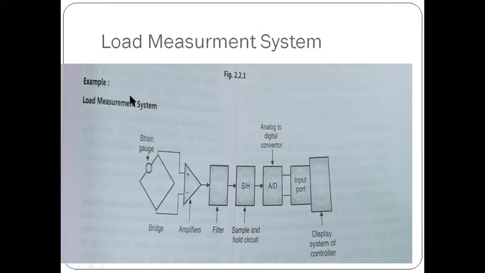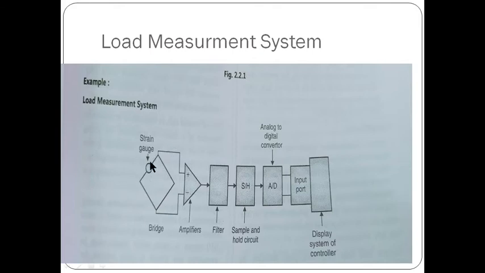The example of a load measurement system is taken. Here the strain gauge is used to measure the load or weight. So what is this load? It is actually measured and sensed with the help of this strain gauge. You know what a strain gauge is? Its resistance changes after applying the load. So the change in resistance of this strain gauge can be calculated, and we can calculate the load by using this strain gauge here.